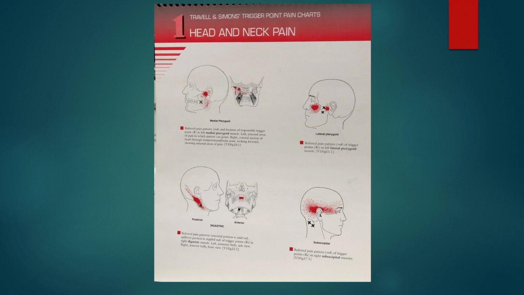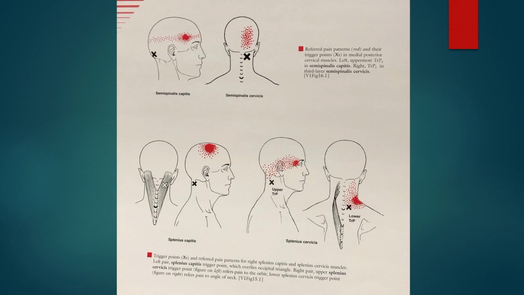The next area that we look at is, they mentioned semispinalis capitis. So that one can refer up towards the back of the head. It can be that hat band that a lot of people feel when they have like a tension type headache or things like that. So it can be from muscles sending that signal. The splenius cervicis can also refer up to behind the eye.